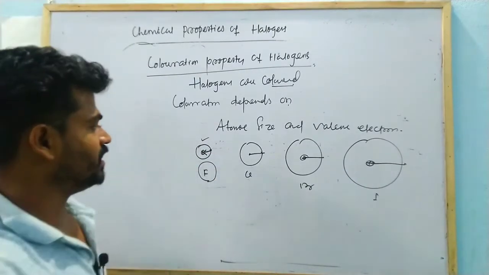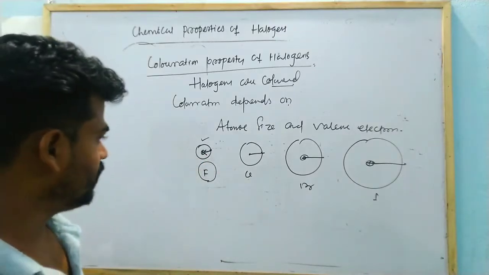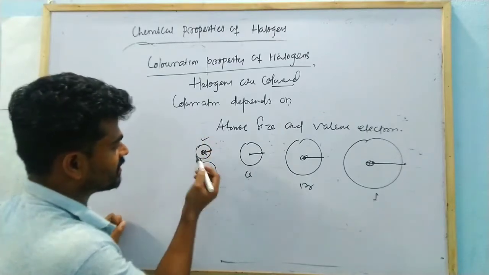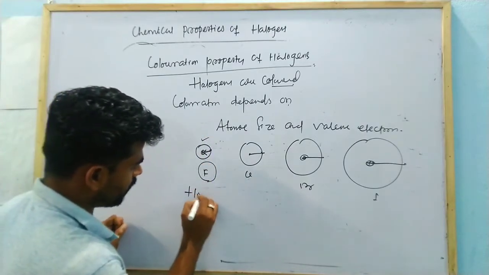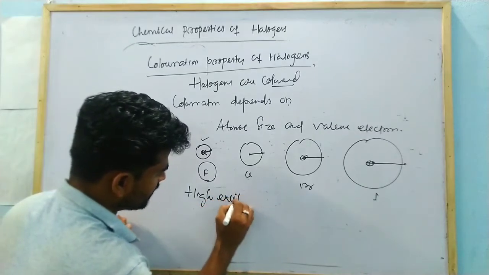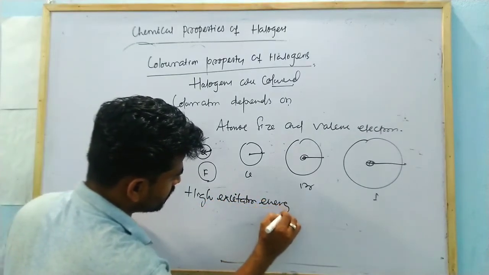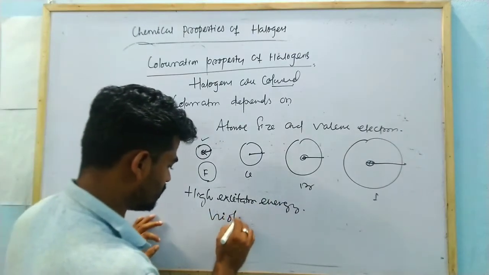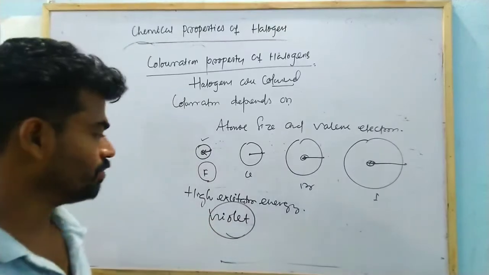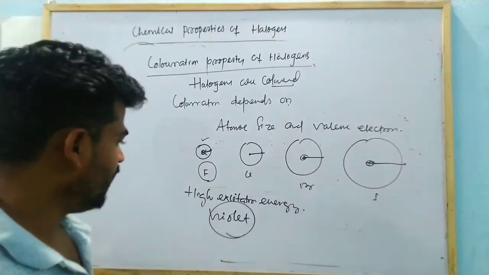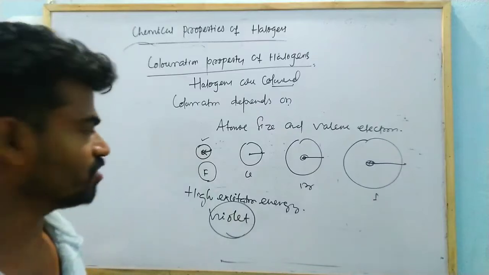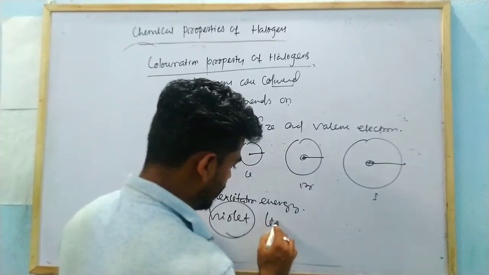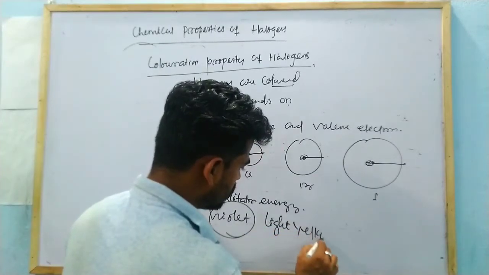So coloration property is due to transition of electrons from the valence shell. If the electrons are held tightly, then it requires high excitation energy. Fluorine requires high excitation energy. That's why it absorbs violet, energetic radiation, that is high excitation energy, in order to excite its valence electrons from the nucleus. As a result, its complementary color is light yellow.